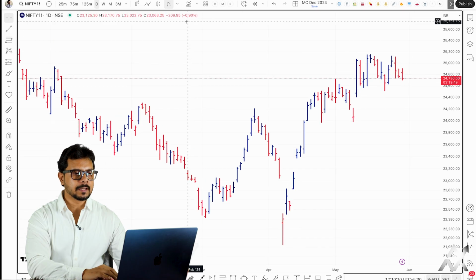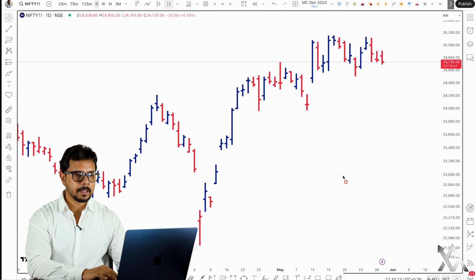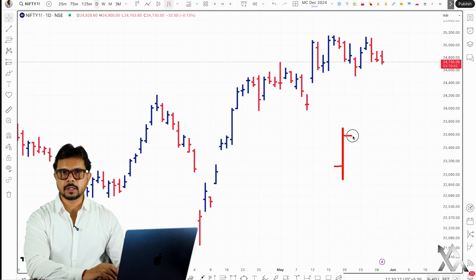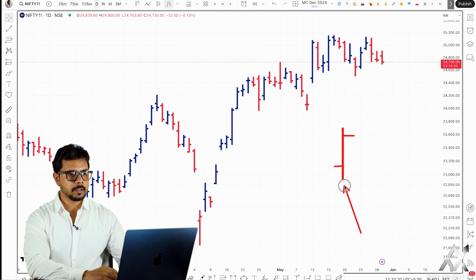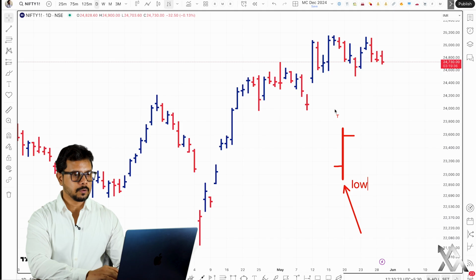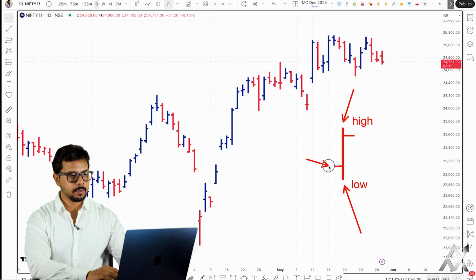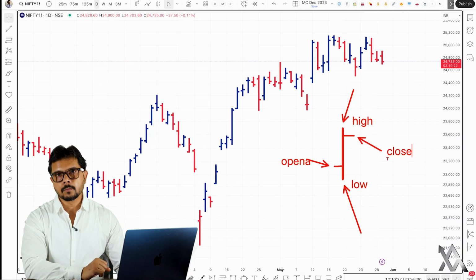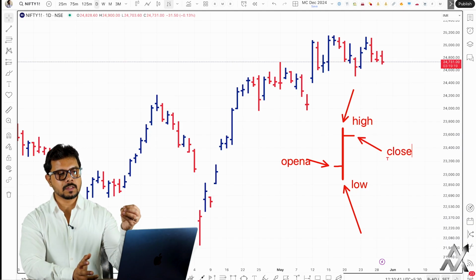Now a bar chart is like a stick, as you can see over here. It has a vertical distance, it has a left tick, it has a right tick. The lowest point over here is the low. The highest point over here, of course, no points to guess that, is the high. The one on the left here is the open, and the one over here is the close. So now I get to see all the 4 price points.